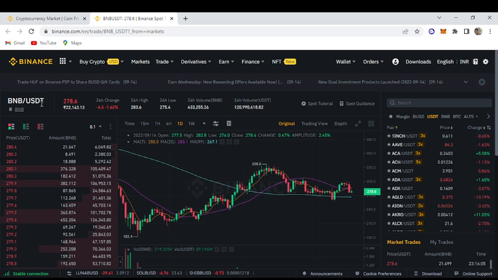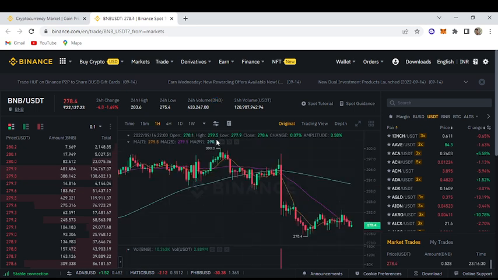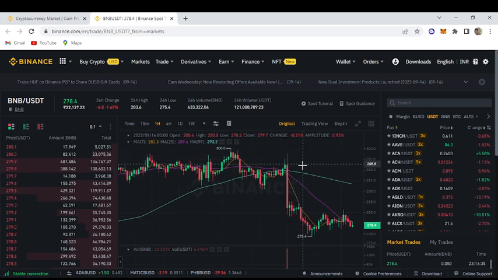So basically, BNB is currently sitting on $276, and the 24-hour change is minus 1.66%. The 24-hour high was $283.6, the 24-hour low was $275.4. That's the 24-hour volume in USD, and that's the volume in BNB. So let me just do the chart in 1 hour. So that's how the chart currently looks.